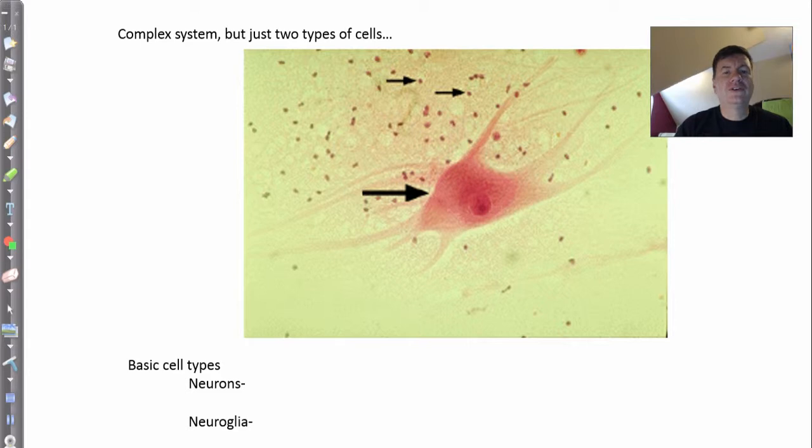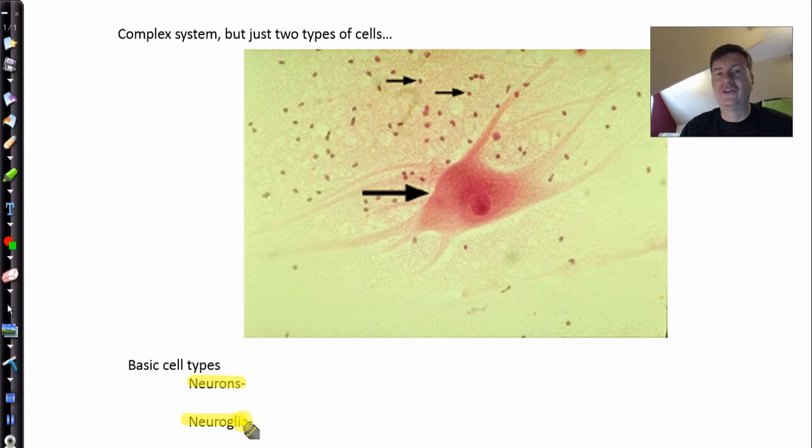So let's look at the two types of cells that we associate with the nervous system, and there's some subtypes we'll get to in a moment. But the major types are neurons and neuroglial cells. And we mentioned this when we were looking at nerve tissue way back in histology. Neurons are those cells that actually transmit nervous impulses or electrical impulses.